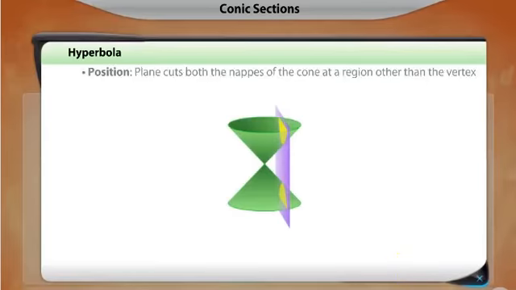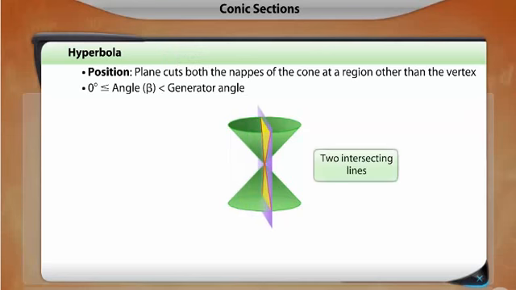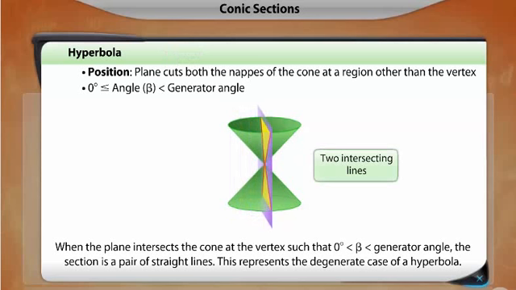The section formed is a hyperbola when the plane cuts both the naps of the cone at an angle whose value is greater than or equal to 0 degrees and less than the generator angle. It can be seen that as long as the angle beta satisfies the given condition, a hyperbola is formed for all positions of the plane. However, when the plane cuts the cone at the vertex for the given range of beta, the section results in a pair of straight lines as shown. This is known as the degenerate case of a hyperbola.